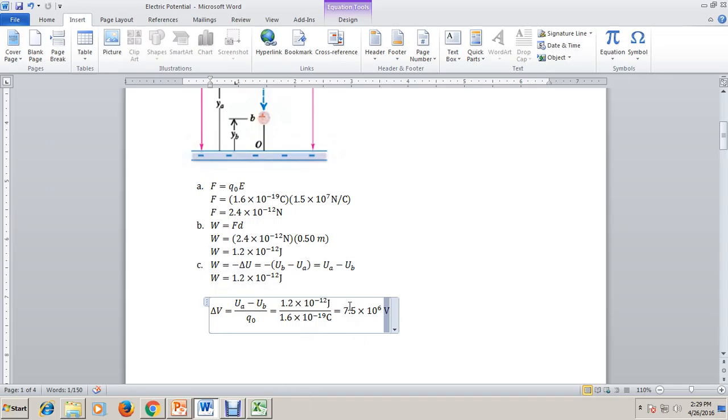Dividing this two, this gives us 7.5 to the 6 volts. Okay, so this is the answer for letter C. This is called the potential difference. Okay, so what is the significance of computing for the potential difference? What is basically potential difference?